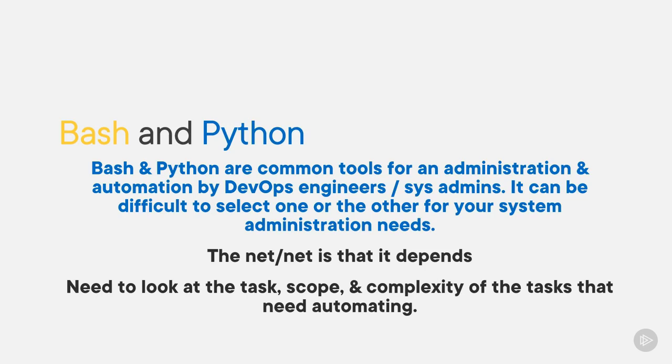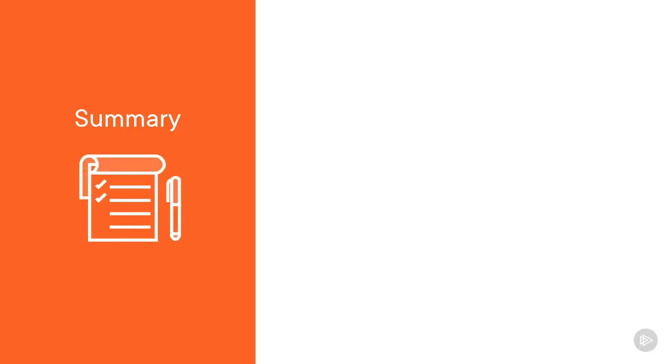And what you want to do is you want to look at the task, the scope, the complexity of the task that you need to automate, and take all of that into consideration when you're deciding, do I use Bash or do I use Python? Or maybe you're going to use both. Or maybe you'll decide to use Python and you'll just run shell scripts inside of Python where it's needed or where you think it's a good idea. Let's recap what we learned in this module.